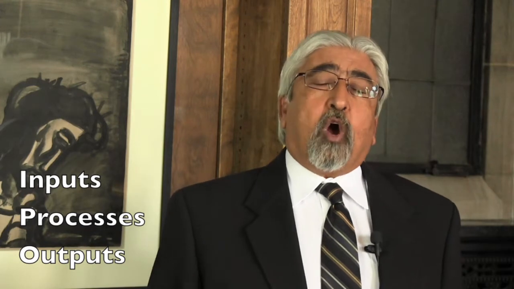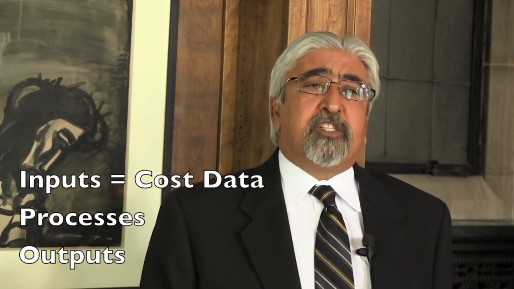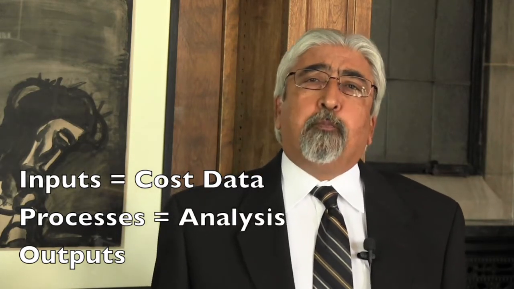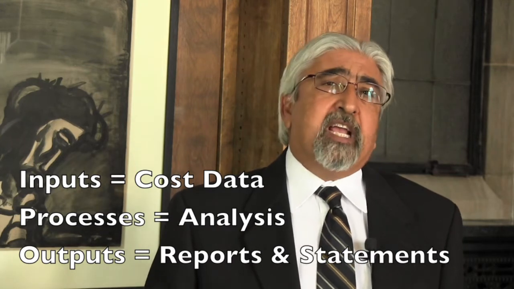Like any system, there are inputs, there are processes, and there are outputs. In cost accounting, the inputs are the cost data, the processes are the various types of analyses that we do, and the outputs are various accounting reports and financial statements that we develop. There is one additional aspect to an accounting information system though, compared to most systems, and that is the existence of a user in this chain. And that user is the user of accounting information. So please think about accounting as an information system.